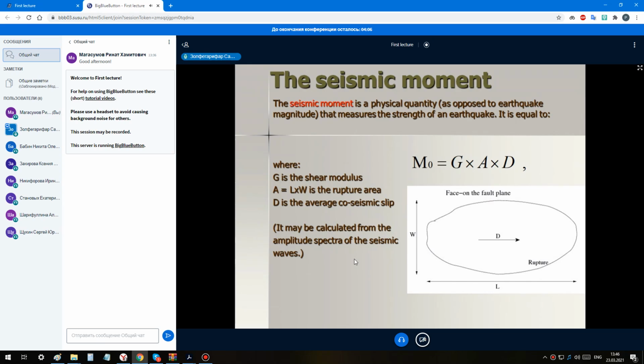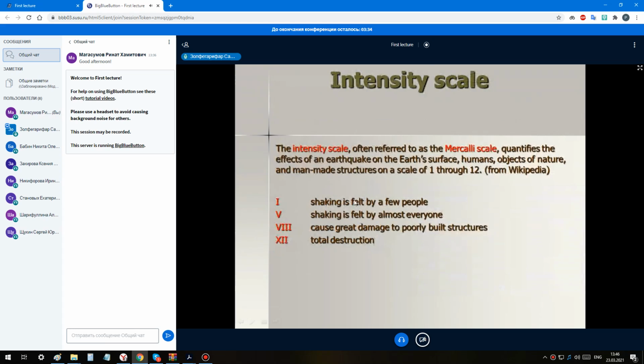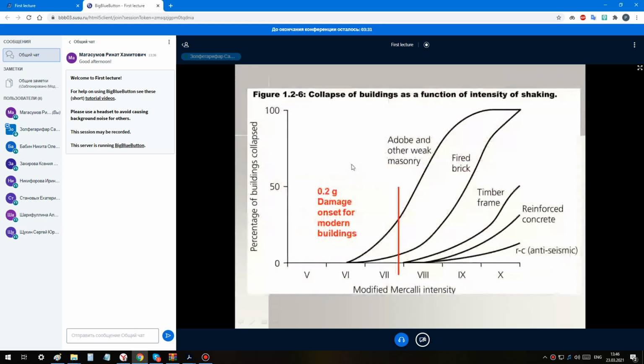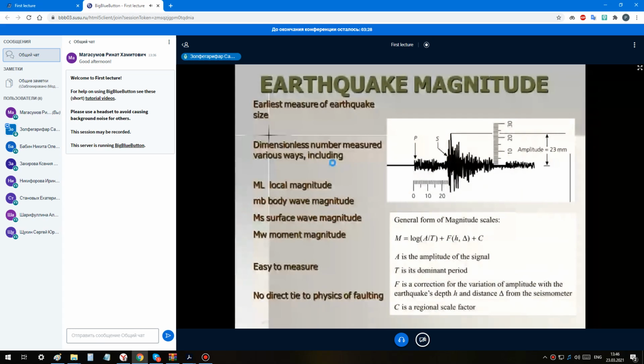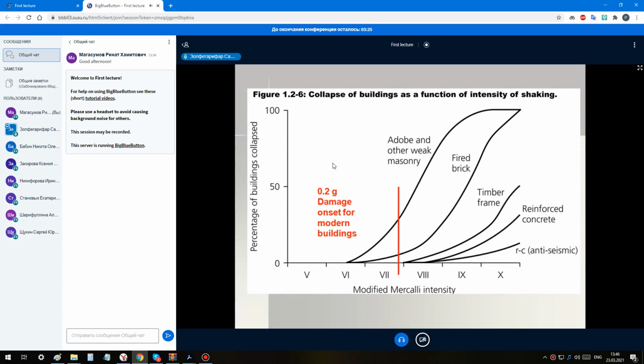Also, I have talked before about the intensity scale. The intensity scale, often referred to as the Mercalli scale, qualifies the effects of an earthquake on the Earth's surface, humans, objects of nature, and man-made structures on a scale of 1 through 12, as shown in the table of the Mercalli scale.